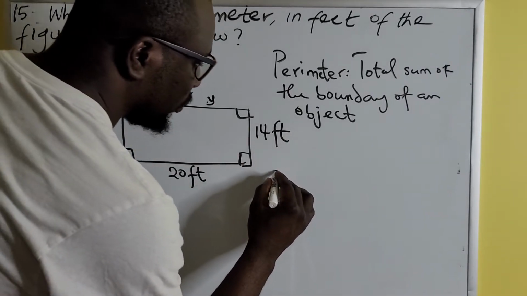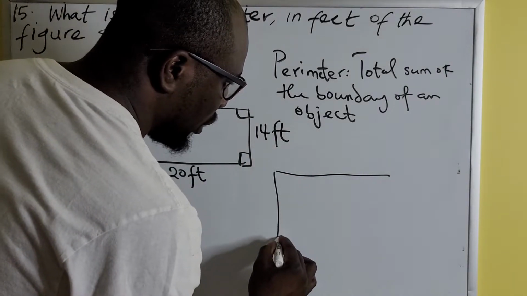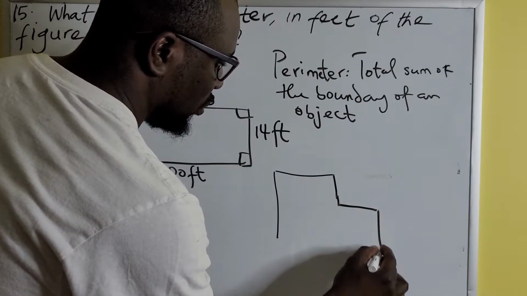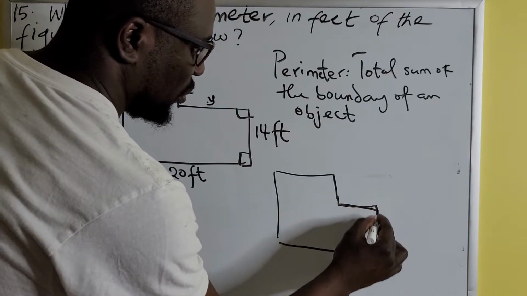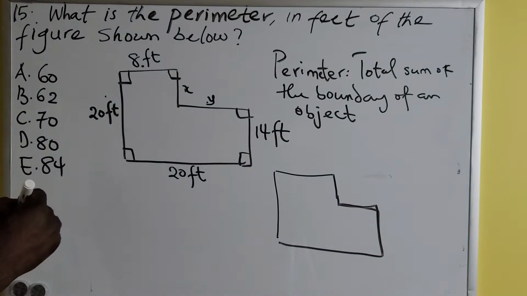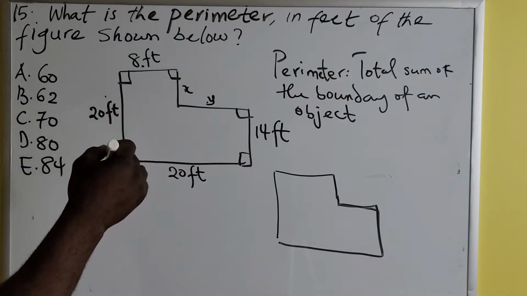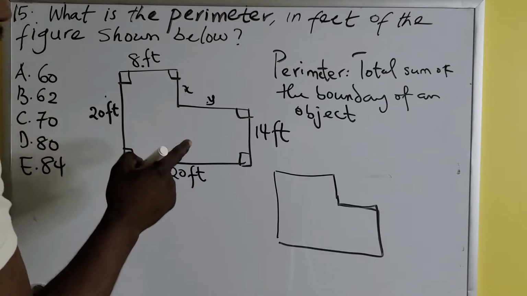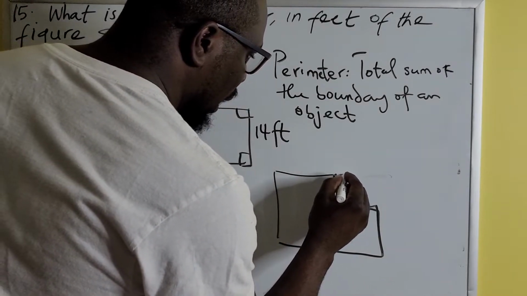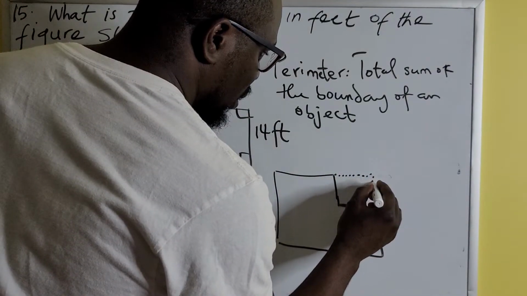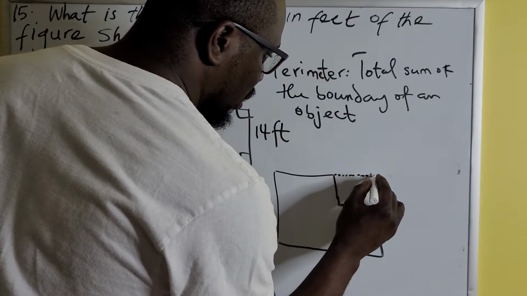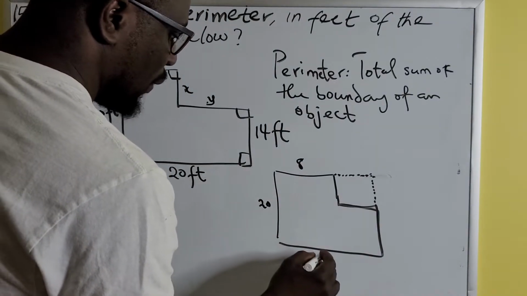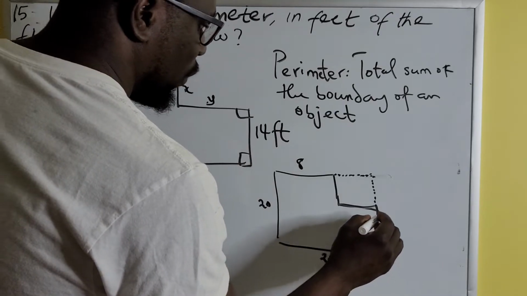Let's redraw this again. Pardon my drawing, it's terrible. So you will see that you get 20 here, 20 here, you get 14 here, something. It looks like it's a square. And you can complete that by drawing this dotted line right here. So you have 8 feet, you have 20, you have 20, and you have 14.